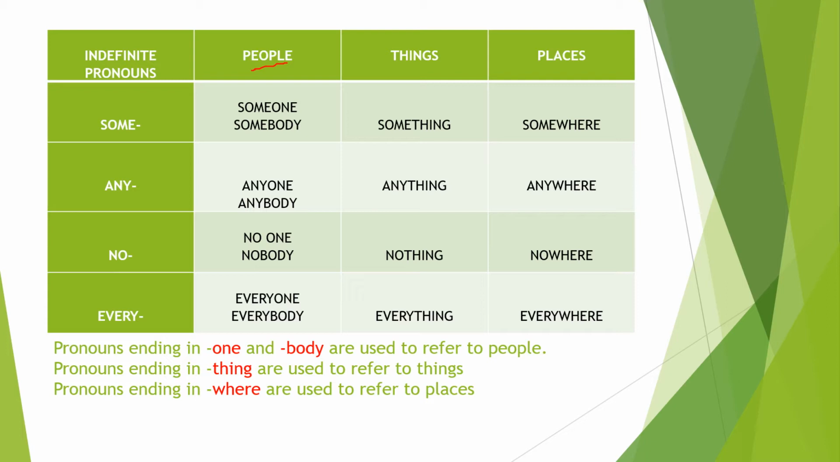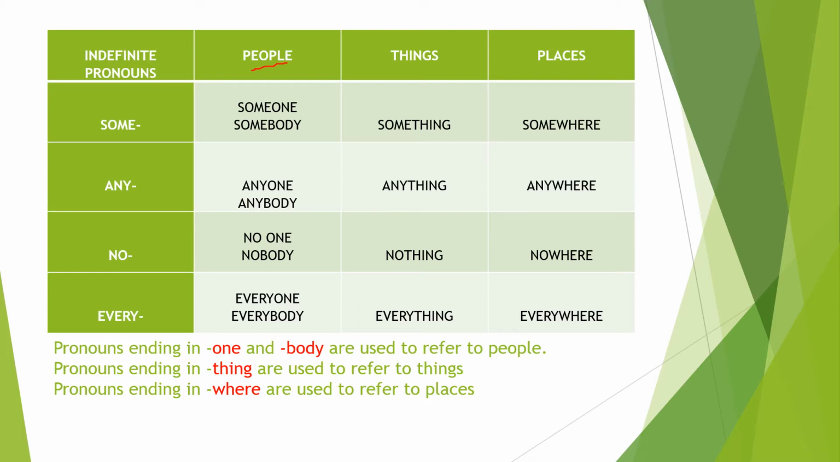Continuing with talking about people, we have another ones. Anyone, anybody. These ones are used in questions or in negative sentences. As you remember, any we use for questions or negative. So with anyone, we are referring also to some people. Also, we have no one and nobody. So those are always used when we are expressing negative sentence or negative ideas.